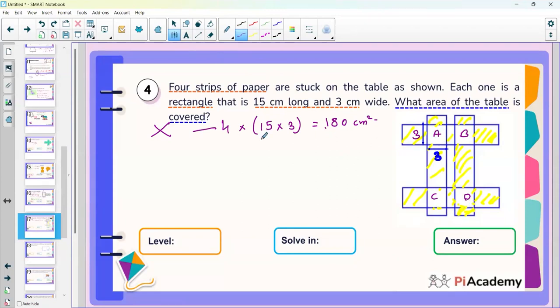So what is the sum of all 4 areas? A plus B plus C plus D? 9 multiplied by 4, which is 36 centimeters square. So this 4 is 36 centimeters square.